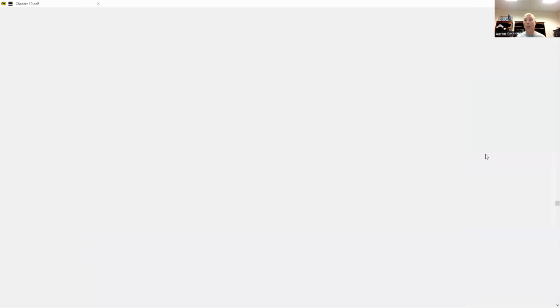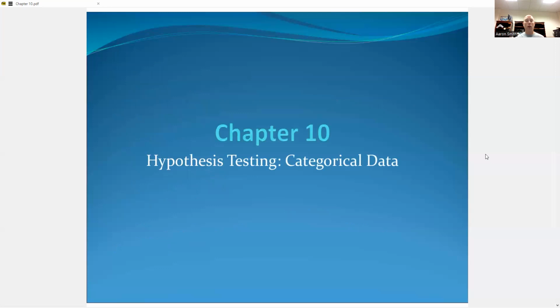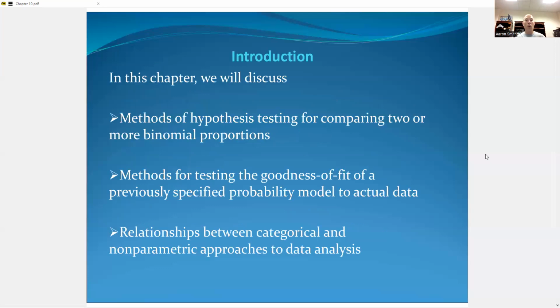So let's go ahead and scroll up to the beginning. We're doing hypothesis testing on categorical data. What we want to do specifically for this presentation is we're concerned with two possibilities: yes, no, true, false, success, failure, something like that. And we want to analyze those proportions. We only have two possible outcomes that we're considering for this moment.